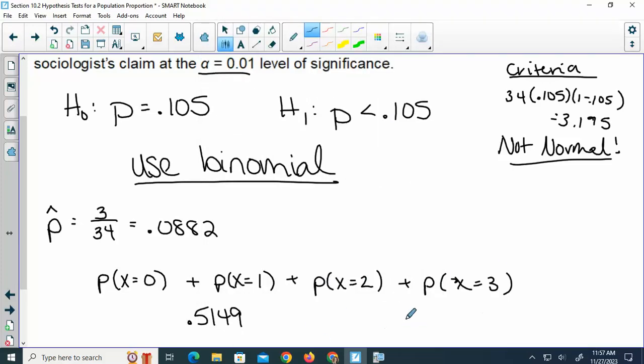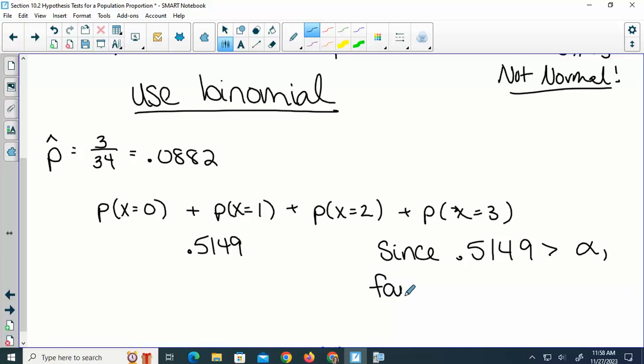So since our probability is bigger than alpha, that means we fail to reject. We do not have enough evidence to conclude that the probability has decreased. Questions?